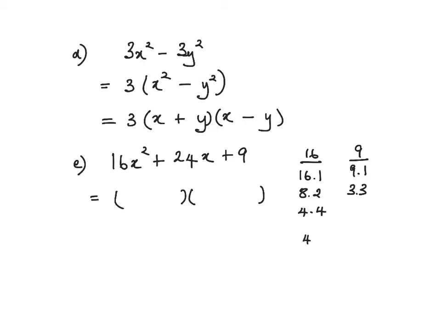We're going to take the 4 and the 4, which multiply to make up 16, and the 3 and the 3, which multiply to make up 9. Now 4 times 3 is 12, and 4 times 3 is 12. From a 12 and a 12 I can get a 24, which is the middle term. So 4x and 4x, 3 and 3. This sign is a positive, which means the signs in the brackets are the same. This is a positive, which means the signs are both positive.